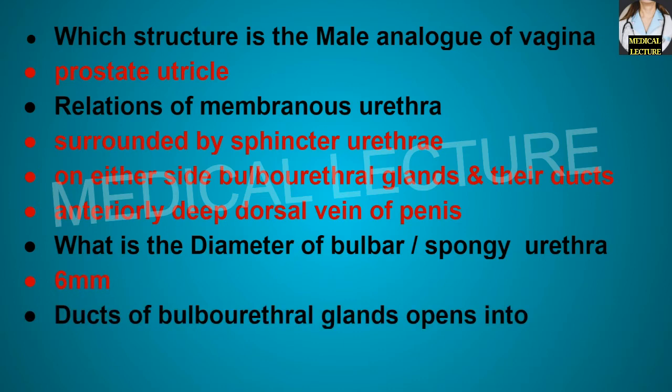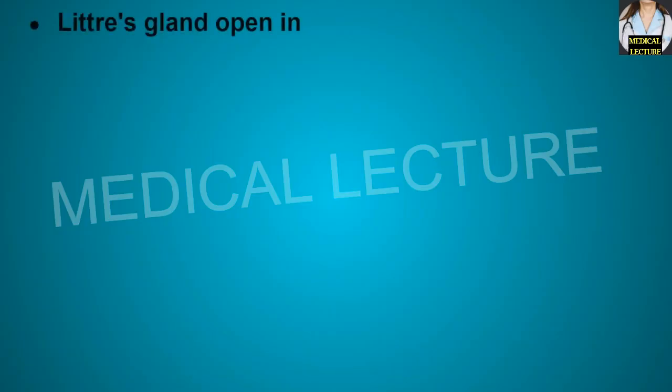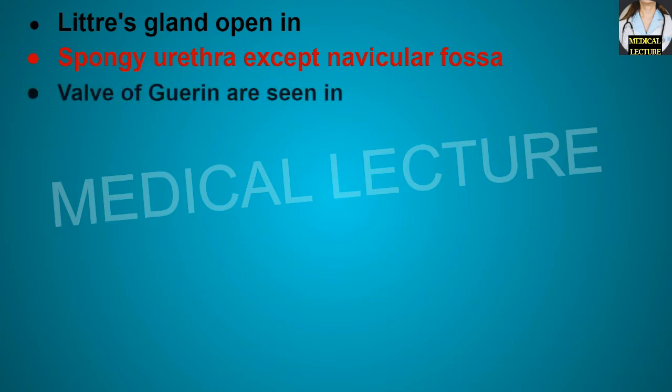Ducts of the bulbourethral gland open into the intrabulbar fossa of the bulbar urethra. Littre's glands open into the spongy urethra except for the navicular fossa. Valve of Guérin is seen in lacuna magna in the spongy urethra.